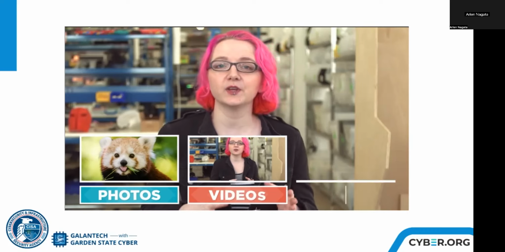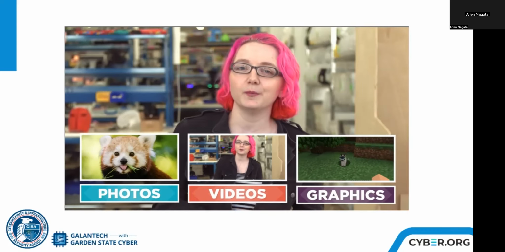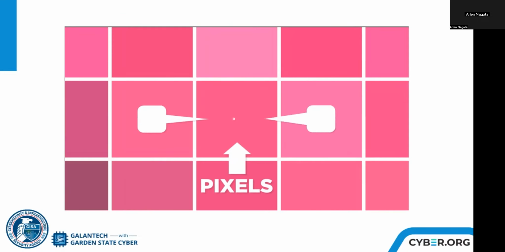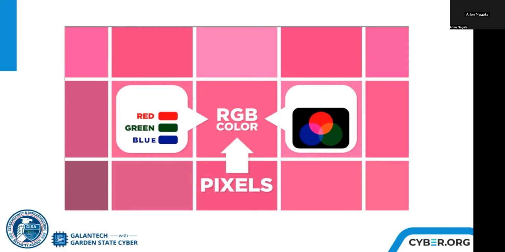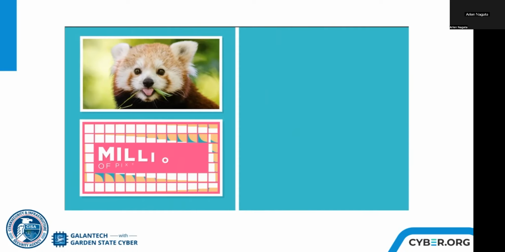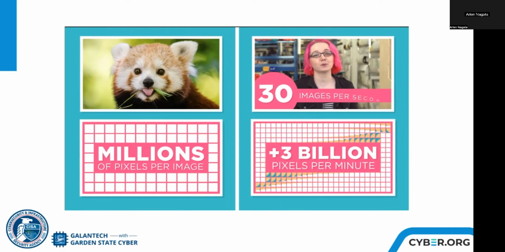Now, let's consider photos, videos, and all the graphics you see on a screen. All of these images are made out of teeny dots called pixels, and each pixel has a color. Each of the colors can be represented with numbers. Consider that a typical image has millions of these pixels. And a typical video shows 30 images per second. Now we're talking about a lot of data here.